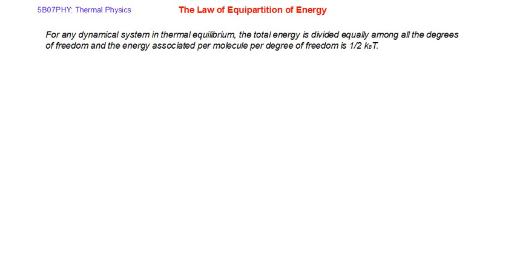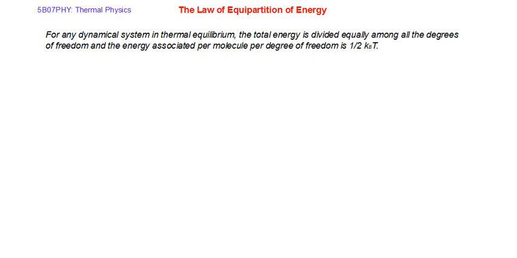We discuss one of the laws of statistical mechanics and thermodynamics, which is known as the law of equipartition of energy. Let me start with the statement of the law. For any dynamical system in thermal equilibrium, the total energy is divided equally among all the degrees of freedom, and the energy associated per molecule per degree of freedom is half kBT, where kB is the Boltzmann constant and T is the absolute temperature.